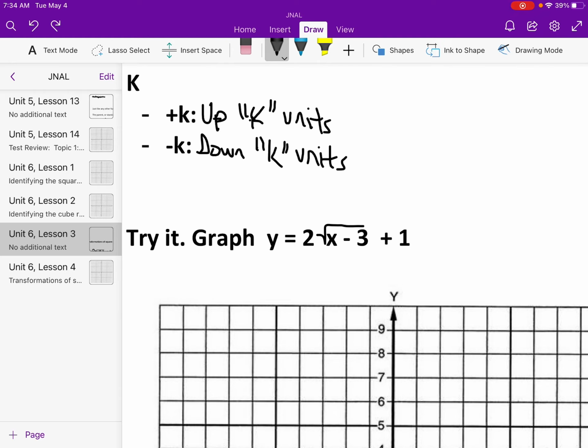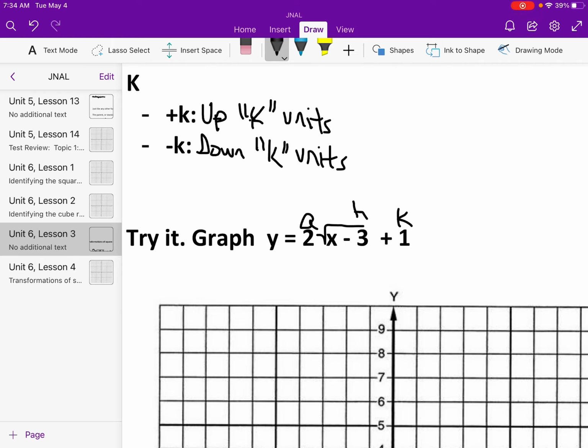Now occasionally there won't even be those there. That would just mean 0 for them. Or if A wasn't there, it would be 0 or 1. And that would just mean normal. If these are 0, it's just the normal parent function. If A is 1, that's the normal parent function. So that's A, this is H, this is K.